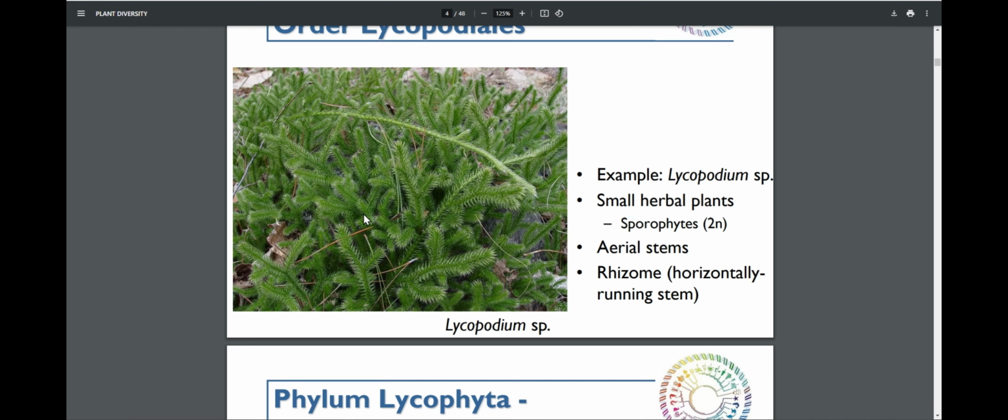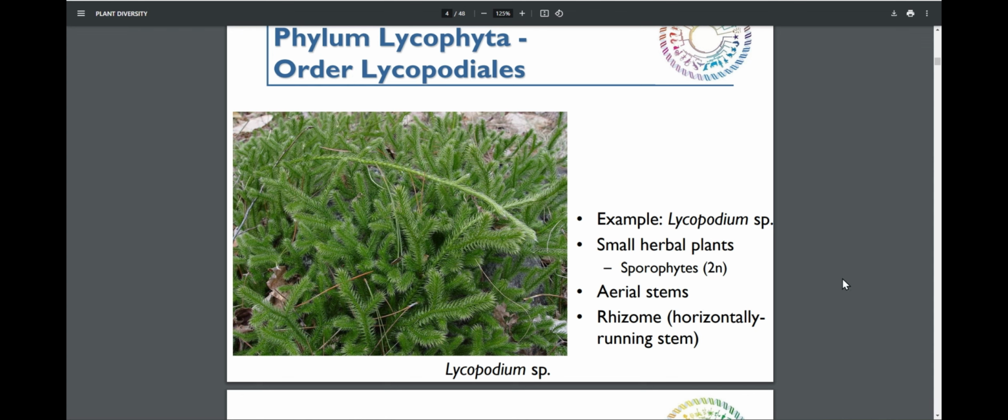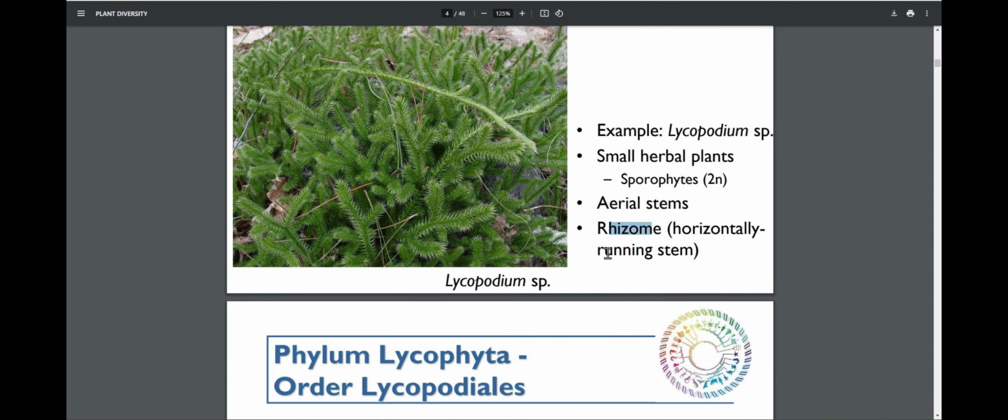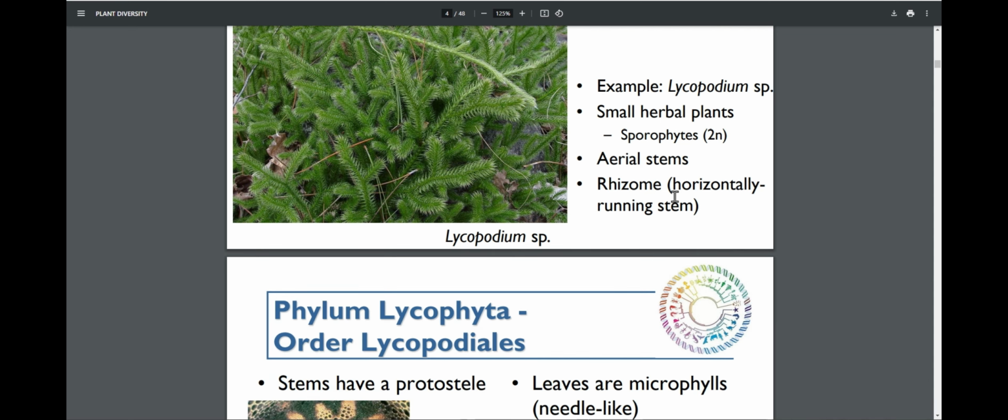They are not gametophytes that are haploid with one set of chromosomes. In vascular plants, all of the dominant individuals are sporophytes. They have aerial stems, so the stems are touching the air, and rhizomes, which are horizontally running stems. You will see a photo later.